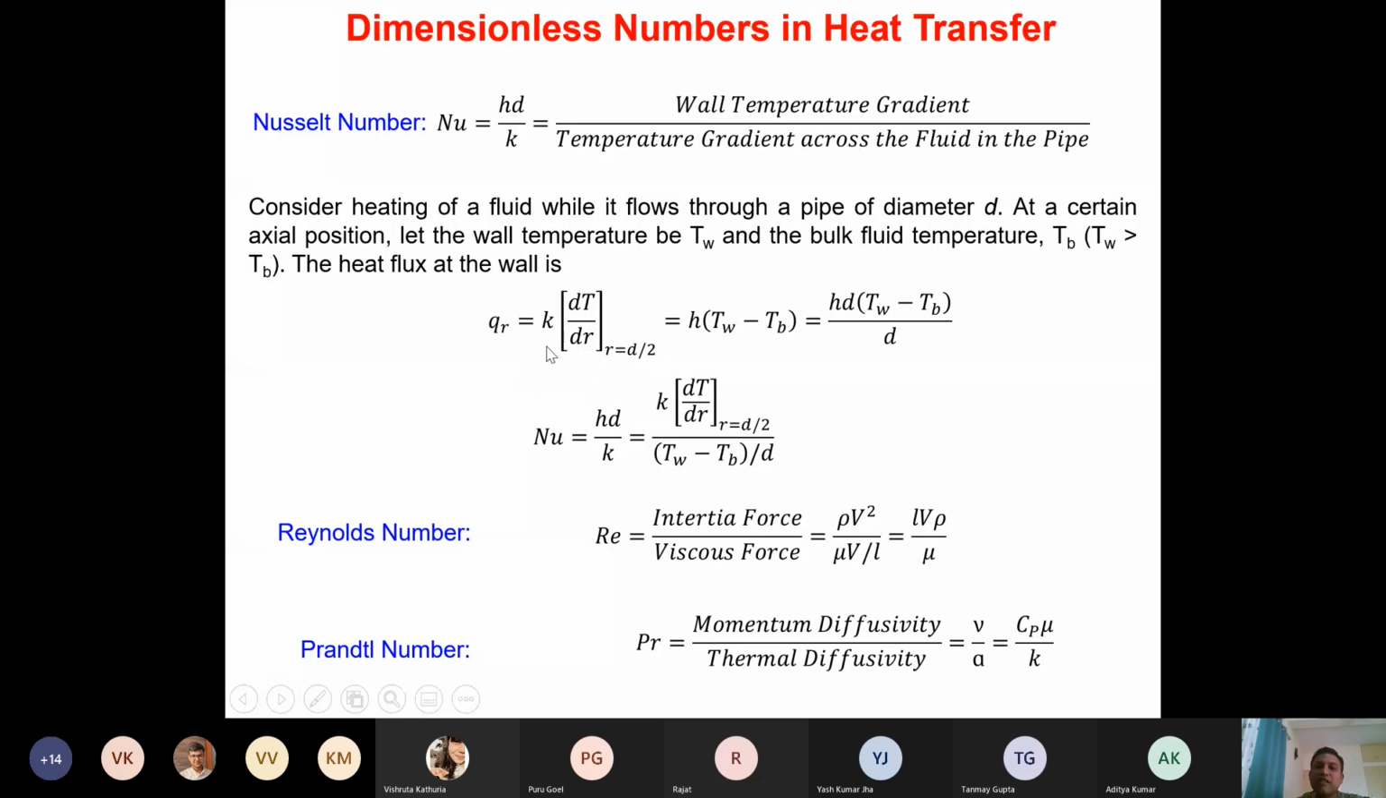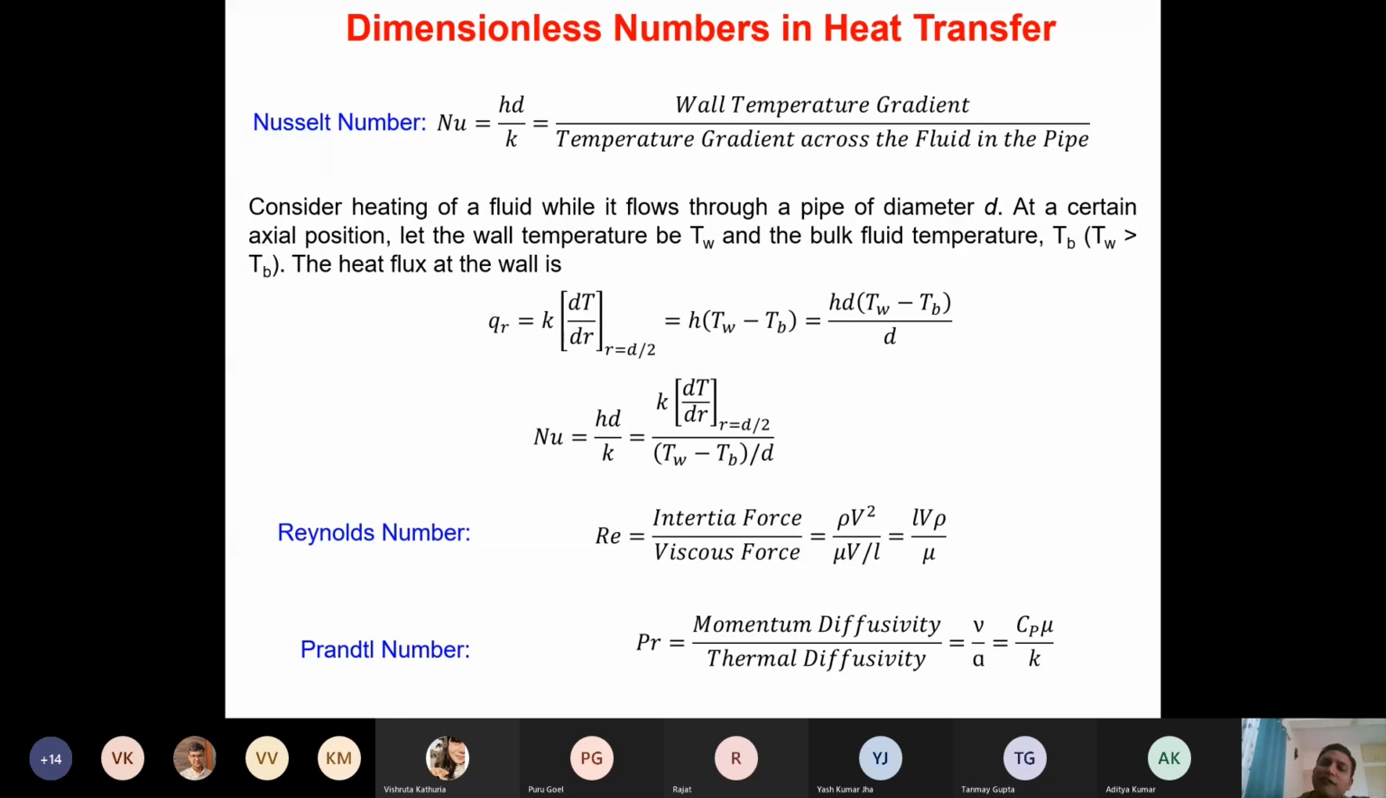Here you can see there is no negative sign, because as I move from the center to the wall, there is an increase in r, and with the increase in r there is an increase in the temperature, isn't it? So therefore there is no negative sign here. The wall heat flux is given as QR equals K dT by dr, exactly at r equals D by 2, that is, exactly at the boundary of the wall and the fluid. So this is the wall heat flux.